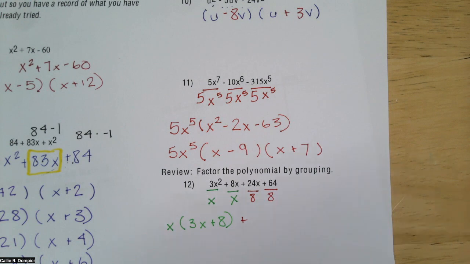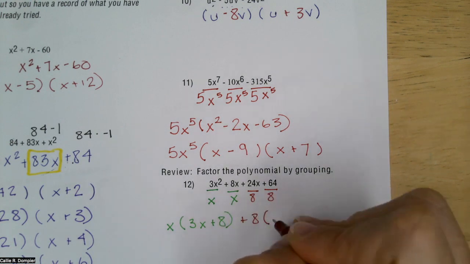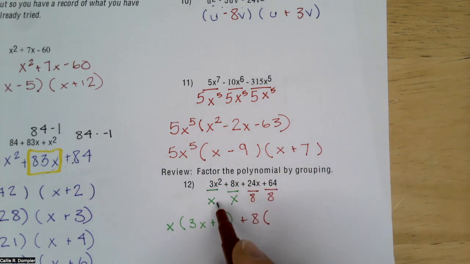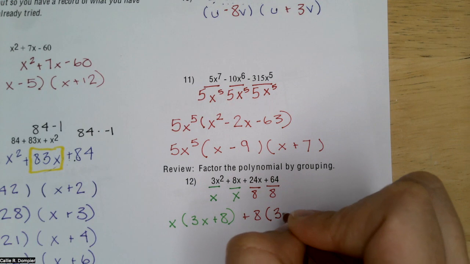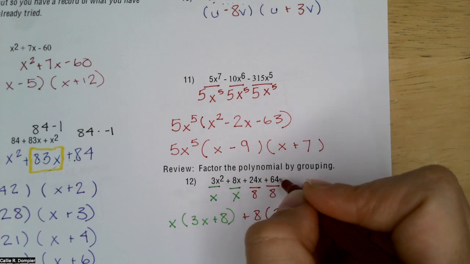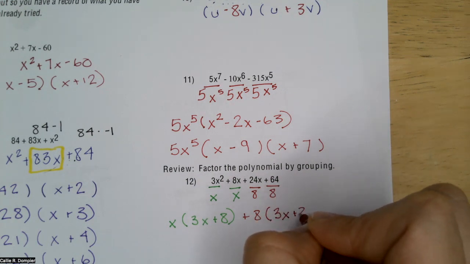Good. So I factored out an x out of the first two terms and an 8 out of the last two terms. 24x divided by 8 is going to give me a 3x. And then 64 divided by 8 is going to be a positive 8.